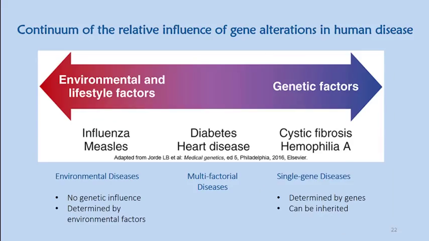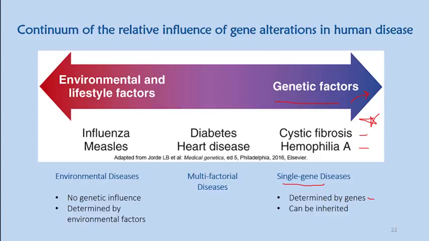This slide shows the continuum of the relative influence of gene alteration in human disease. On the right here, you can see that single gene diseases, such as cystic fibrosis and hemophilia A, are determined by genes or genetic factors. And therefore, they can be inherited. So genetic factors play the largest role. And of course, you have the ability to pass these on to offspring because of their genetic involvement.